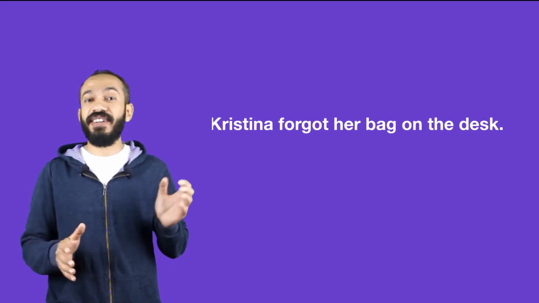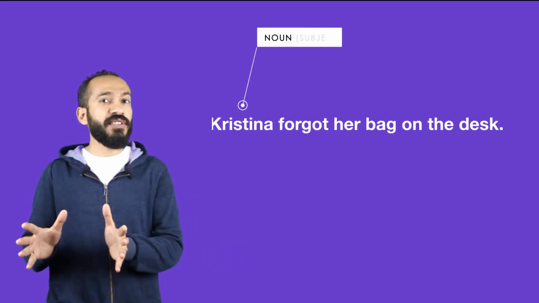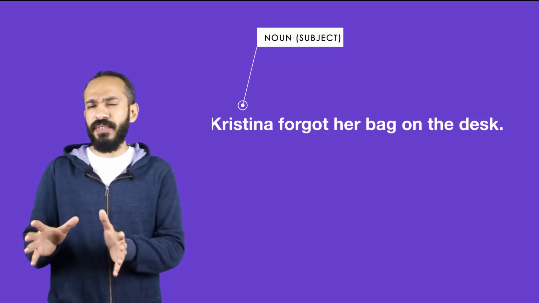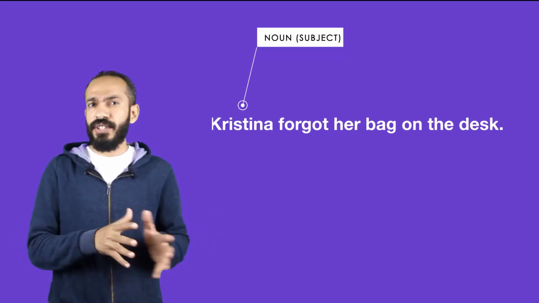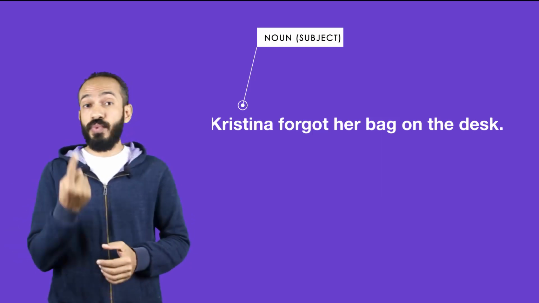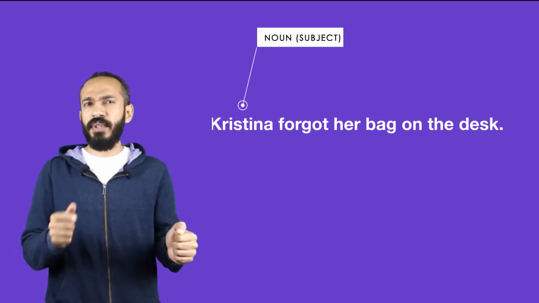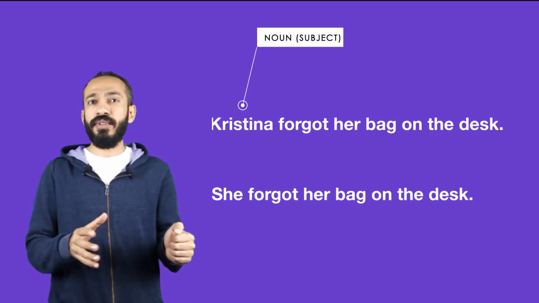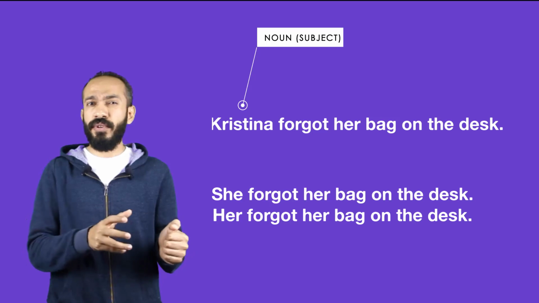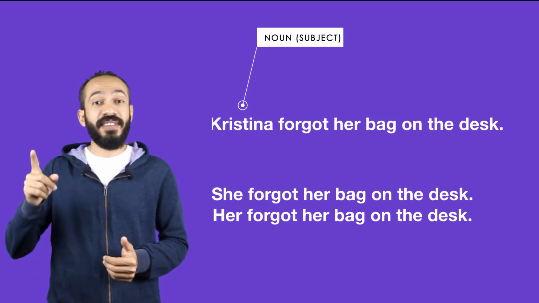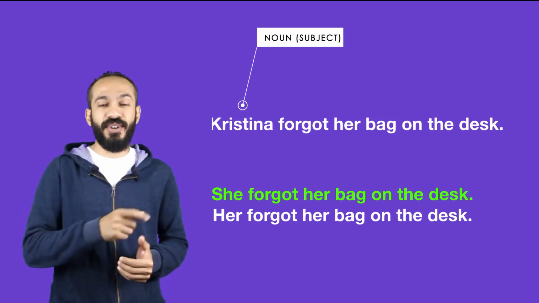Let's start practicing. Here's our first example. Christina forgot her bag on the desk. Christina here is the noun. Christina is located in the beginning of the sentence, and it's obviously the subject of the sentence. So, if you want to replace Christina, which is one female, with a pronoun, you could use she or her. But what would you say? She forgot her notebook or her forgot her notebook? Which one makes more sense here? Yep, you're right. I would agree with she forgot her notebook.